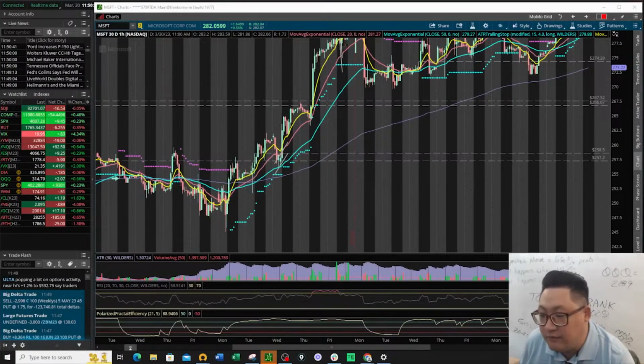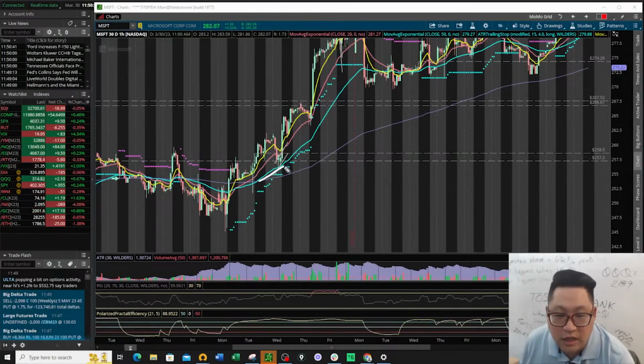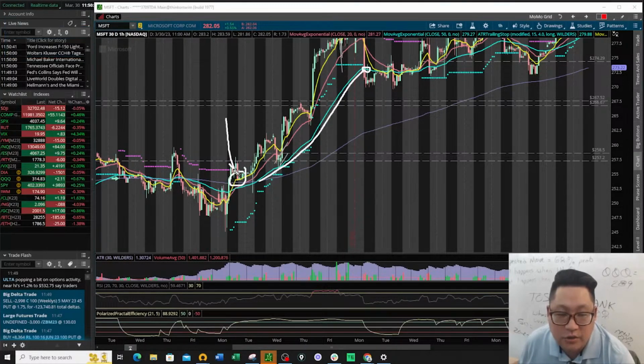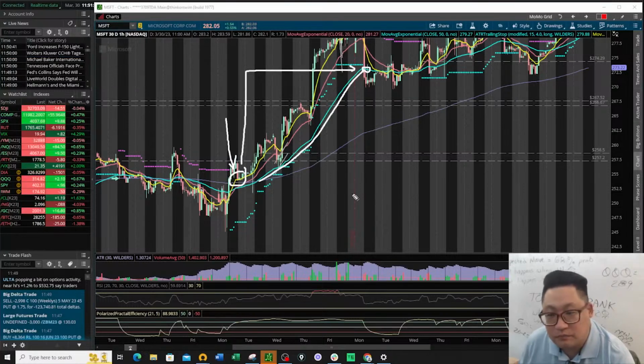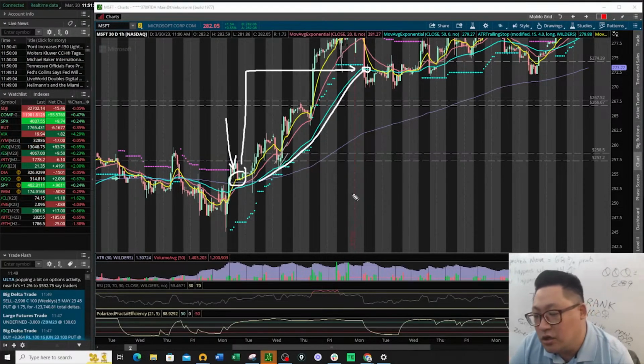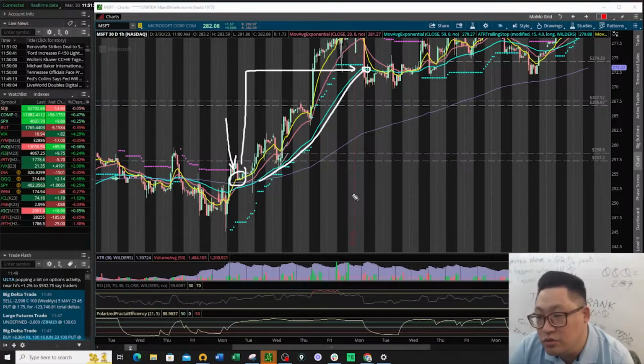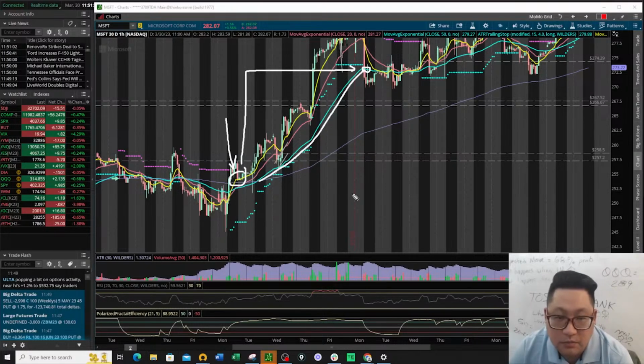In the meantime, folks, if you are utilizing a stop, you could absolutely trail your stop underneath that 50. If we would have gotten in back here, this was our entry, we would have gotten stopped out right here. So think about this. Your entry was around 254, and in 4 days you would have been stopped out at around 274 to 273. Pretty darn good money.